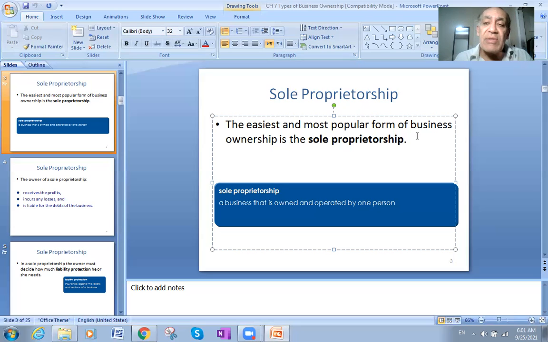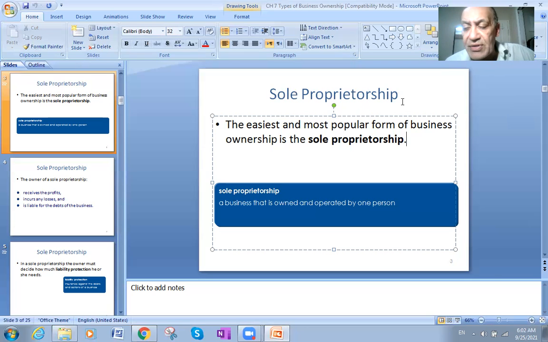So what I want to say is that the sole proprietorship is very easy to form and also very easy to dissolve, to end. This is another point.